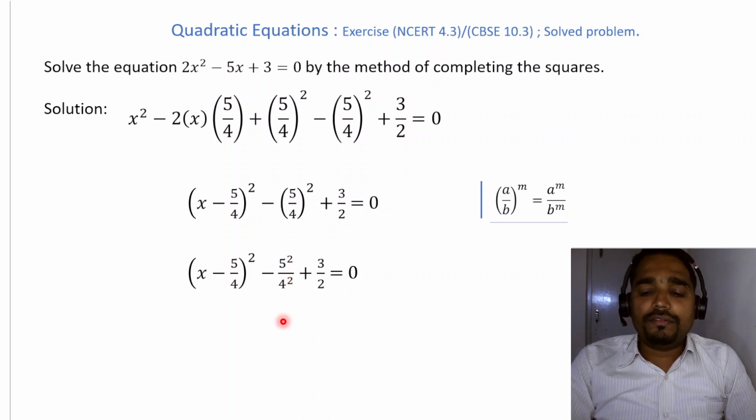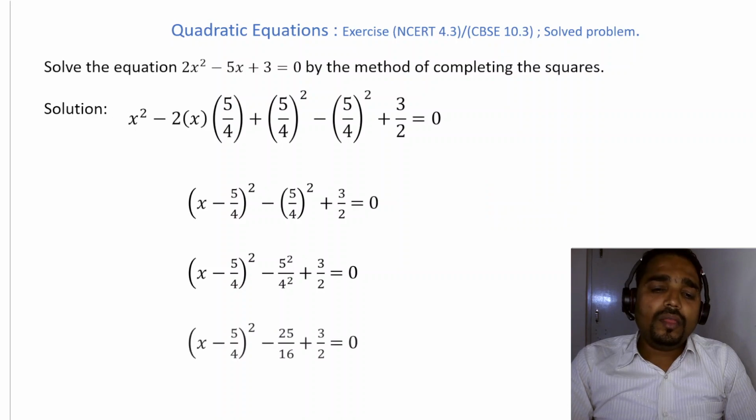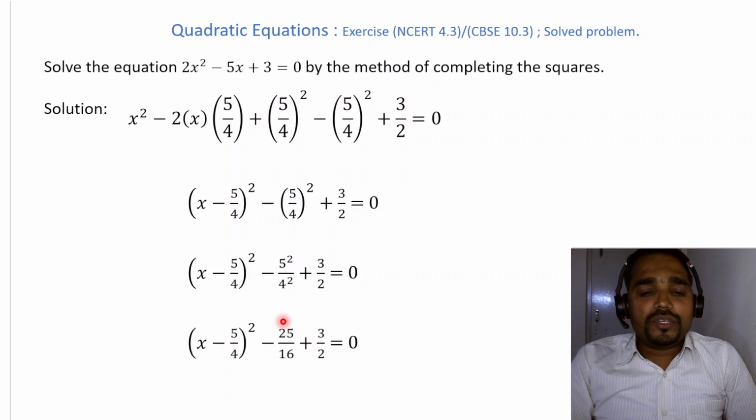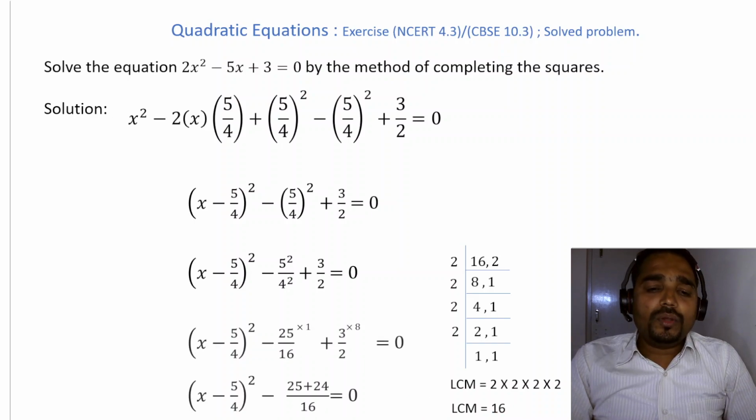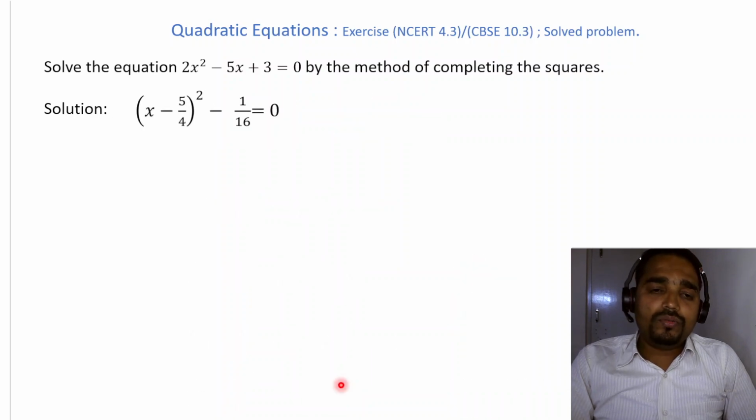Now 5 square is 25, 4 square is 16. Let's go ahead and substitute these values. Upon substitution, now we see that we are having x minus 5 by 4 whole square minus 25 by 16 plus 3 by 2. Now let us take the LCM for 2 and 16. Upon taking LCM, we see that the LCM is 16, that is the lowest common multiple. Now substituting the LCM here and simplifying, it would be minus 25 plus 24, what we see here, is equal to 0. So minus 25 plus 24 by 16 would be minus 1 by 16 is equal to 0.